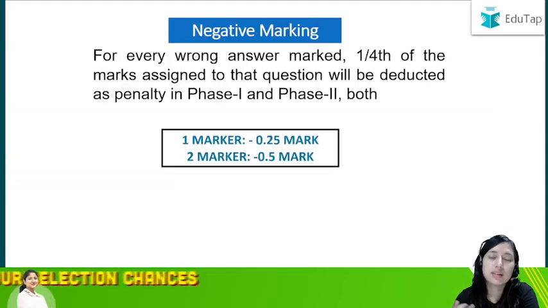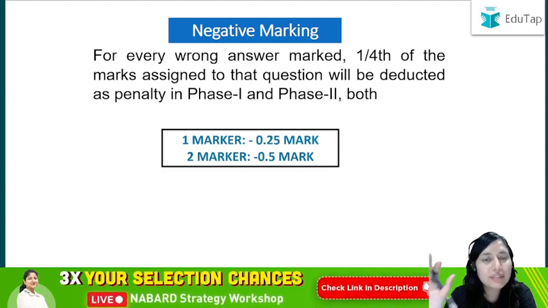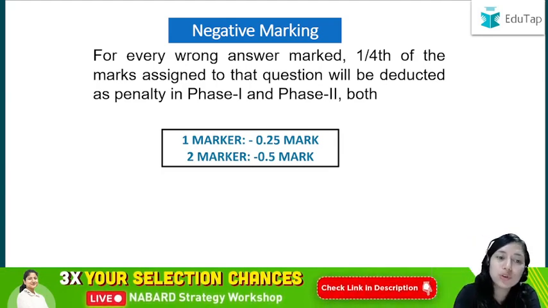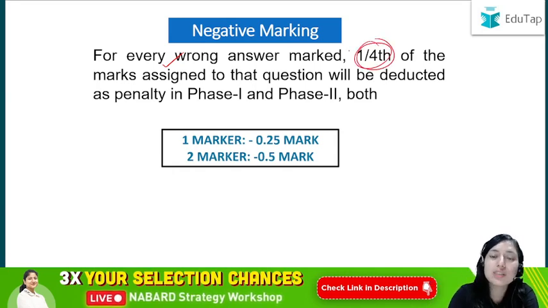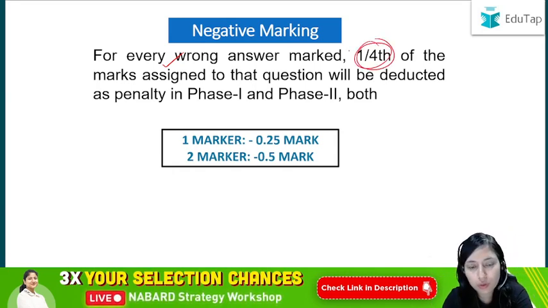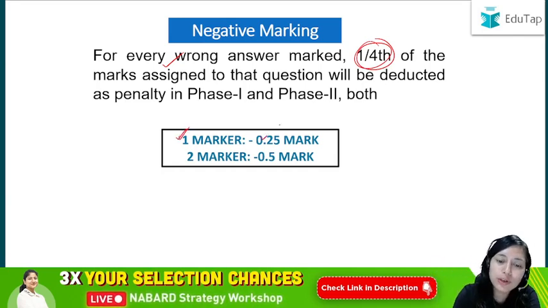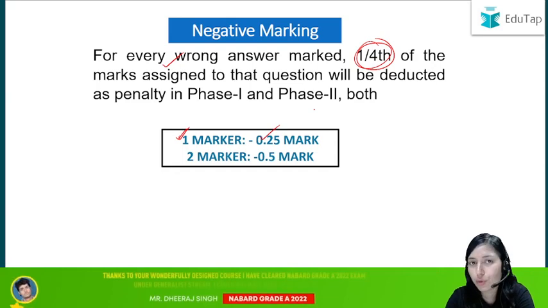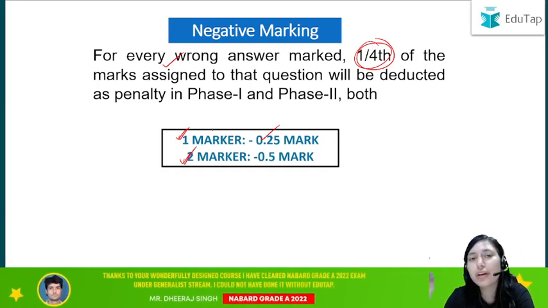Now there is a question: is there any negative marking? So yes, there will be negative marking. If you attempt any question wrong, then 1/4 of the marks will be deducted from your overall score. For example, if you attempt a 1 marker question wrong, then 0.25 marks will be deducted from your overall score. And if you attempt any 2 marker question wrong, then 0.5 marks will be deducted from your overall score.